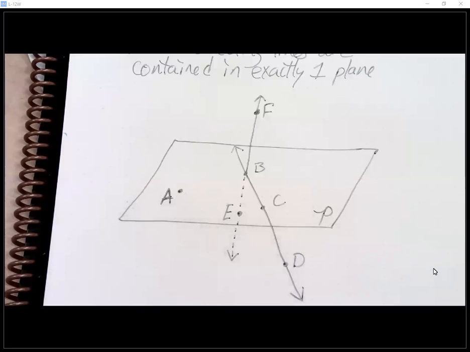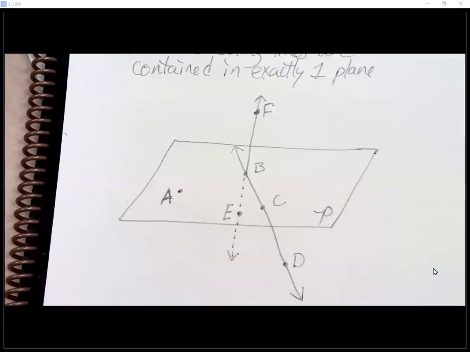Is F in plane P? No. Is line BF in plane P? In order for a line to be in the plane, the whole line has to be in the plane. Is all of line BF in plane P? No. Where do line BF and plane P intersect? Someone said it, at point B, right? Isn't that the meeting point? Yeah, that line and that plane are meeting at point B.